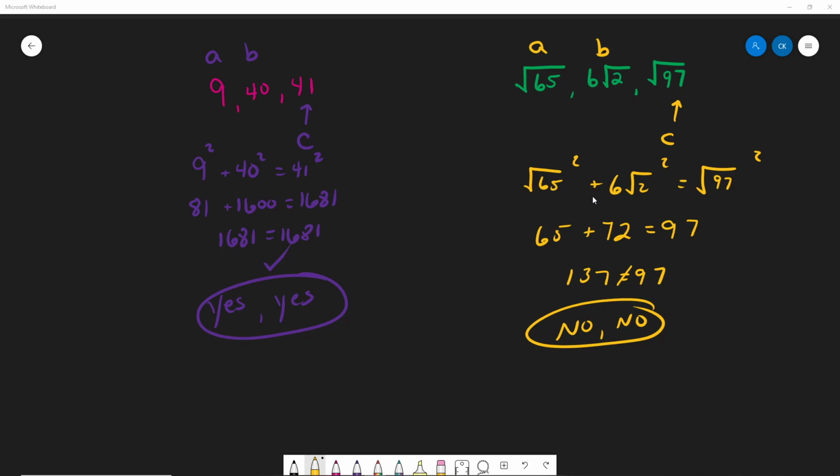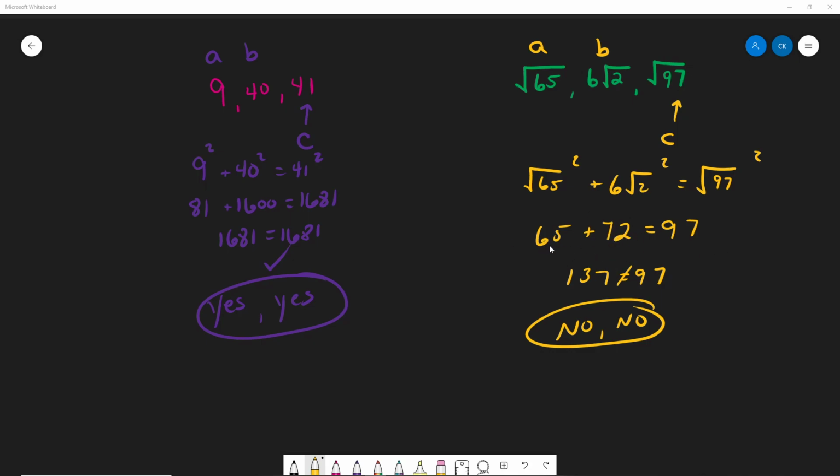So when I plug it into Pythagorean's theorem, if we remember, when I take the square root of a number and square it, the square root and the square actually cancel each other out, and I'm left with just the radicand. So here, the square root of 65 squared is just 65. The square root of 97 squared is just 97. The only one that's a little bit more difficult here would be this, 6 square root of 2 squared. Because you have to remember to square both the 6 and the square root of 2. So 6 squared is 36. Square root of 2 squared is 2, and 36 times 2 is 72.